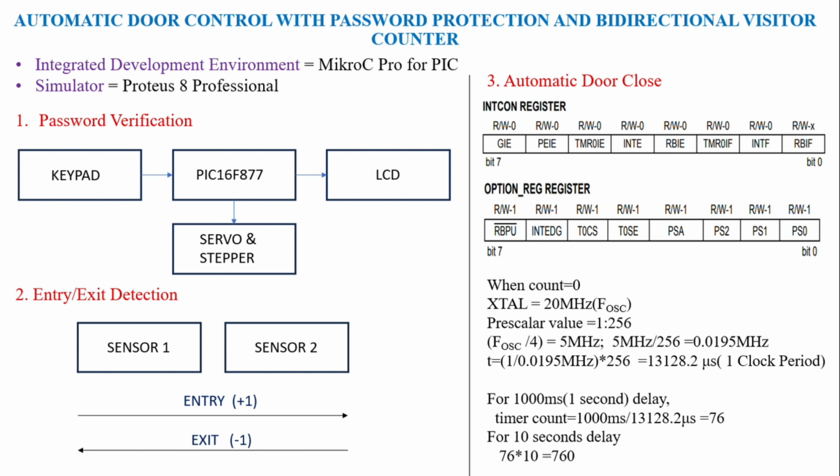And we are going to configure our door close mechanism for a 10-second delay. So the timer count is 760 cycles. The timer configuration allows the door to automatically close after a designed delay.